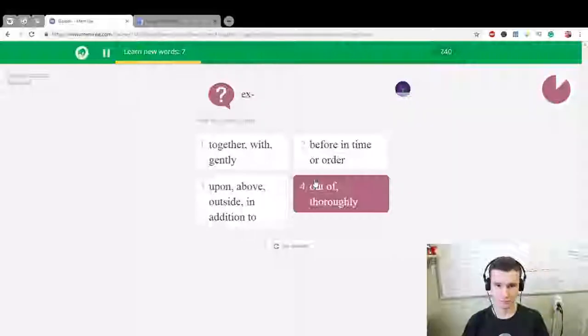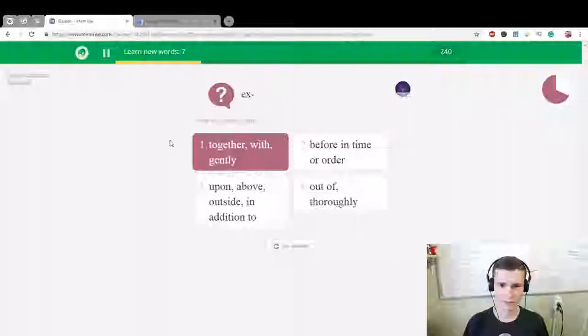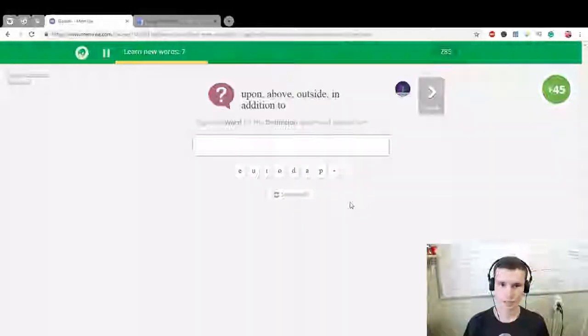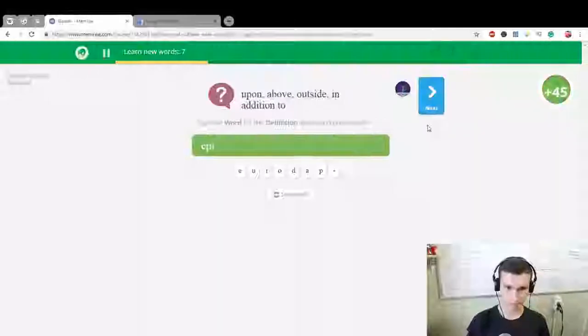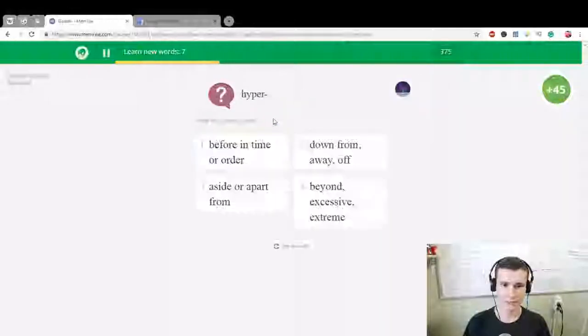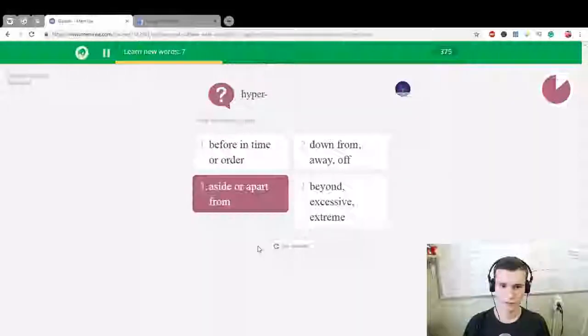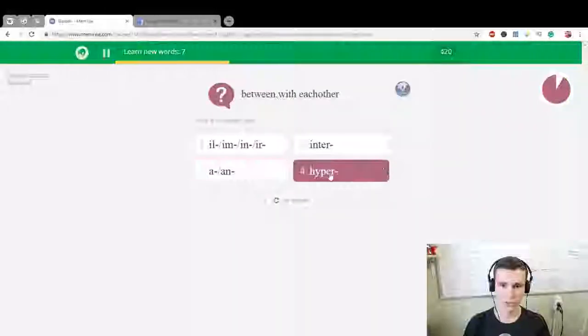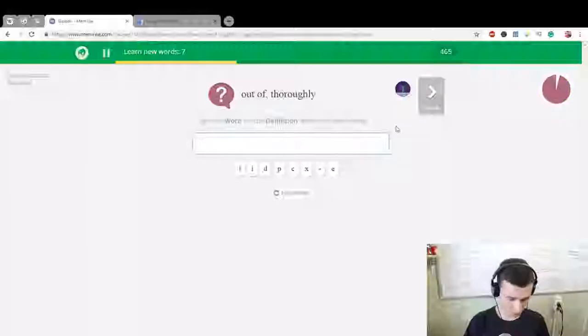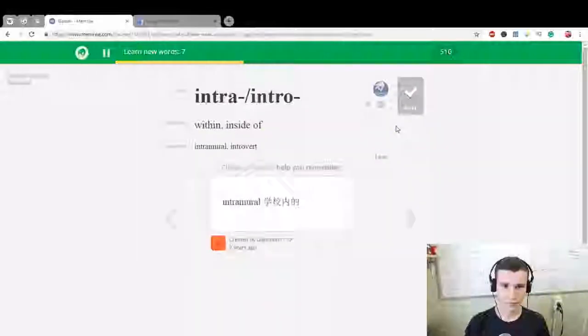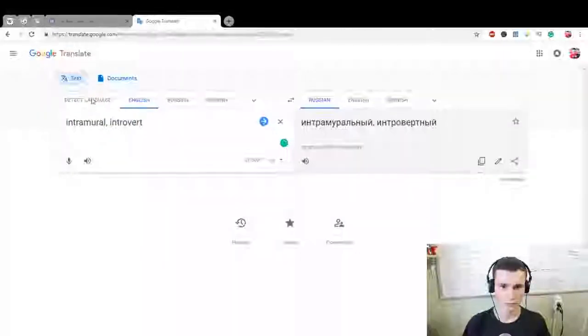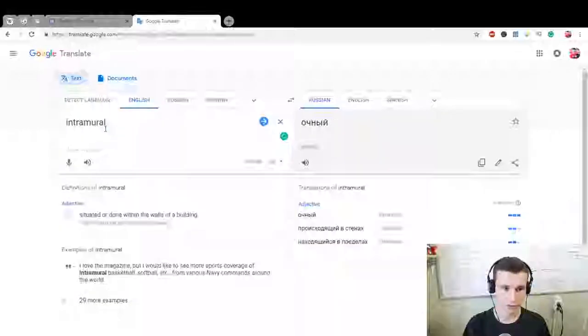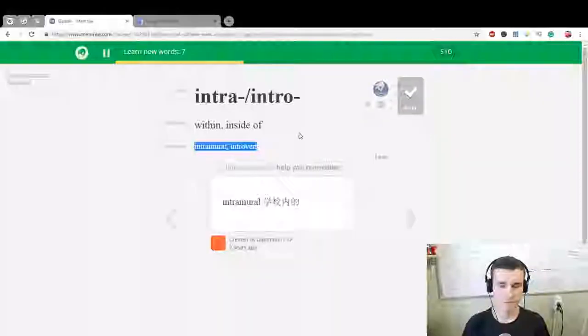Ex: out of, upon, above, outside, epi, in, inter, ill, im, in, ear, hyper, extreme, beyond, excessive, between, inter, out of, thoroughly, ex. Intra: within, inside of. Intramural: situated or done within the walls of a building.